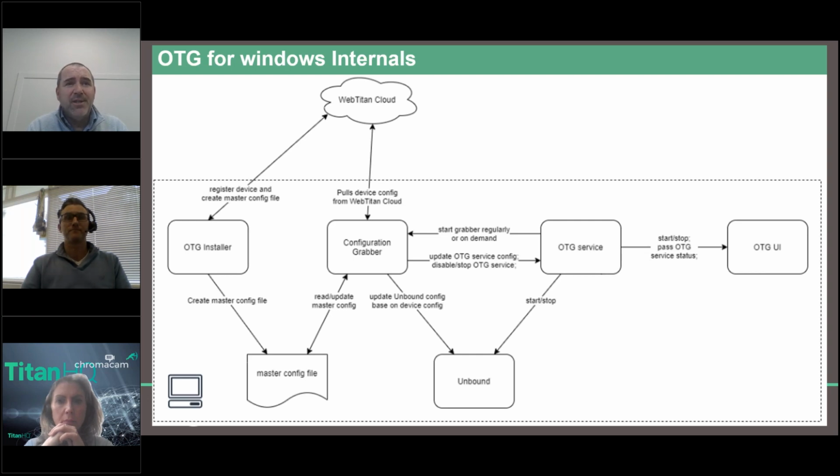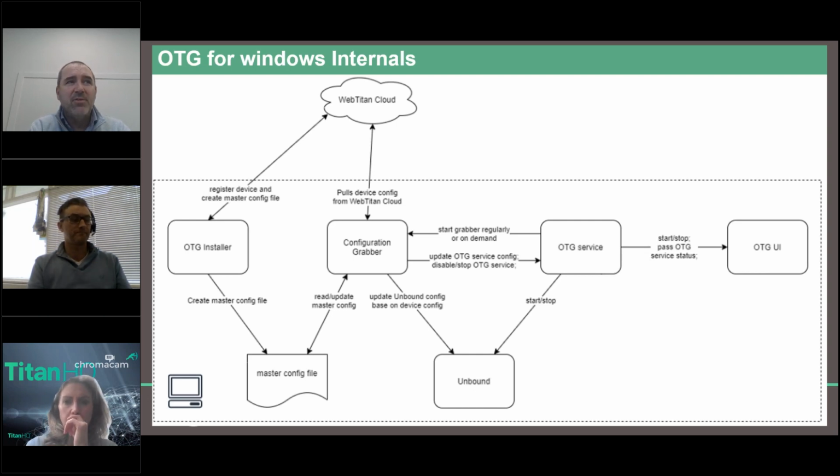So this may include any exceptions for when OTG may have to fall back to pre-OTG settings. Derek will go into this maybe in a few minutes. He'll show you how that works from the front end point of view. The configuration grabber is also responsible for generating the unbound configuration. So this includes basically the resolver IP addresses that the Windows device will forward the requests onto.